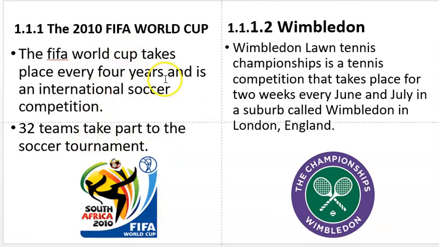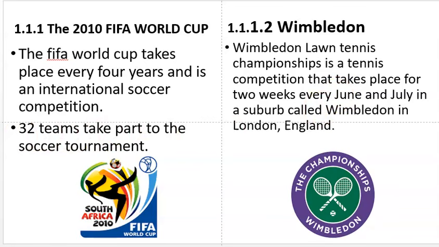Okay. The second sporting event is Wimbledon. It's a tennis championship, a tennis competition that takes place for about 2 weeks every June and July. It takes place in the suburb called Wimbledon, in London, in England. So this is another sporting event, taking place at Wimbledon in London, England, around June and July, 2 weeks of it.